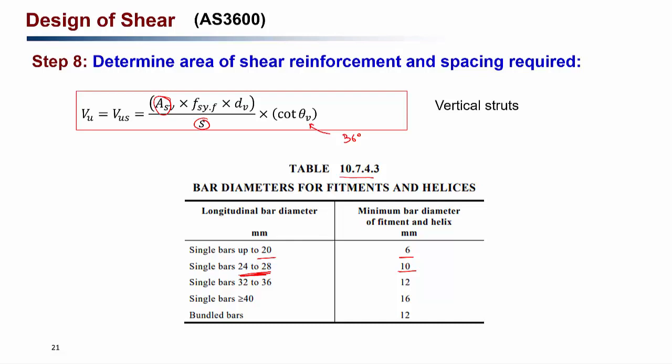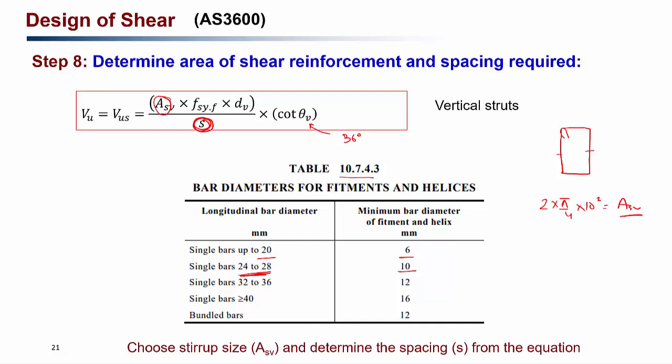So for example, if we are using 10 mm stirrups, that means there are two legs here. So it is 2 multiplied by pi by 4 into 10 square. So this is your Asv again. So you know the Asv. Once you know the Asv, you can find out the spacing required. So choose the stirrup size, Asv, and find out the spacing from the equation above.